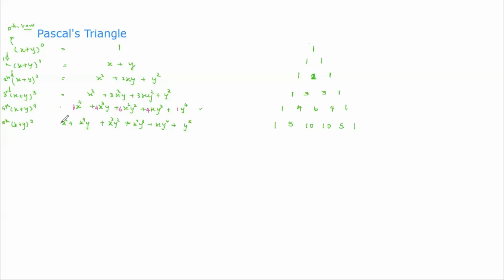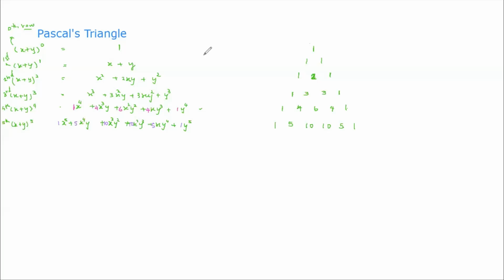1 means this one here, and 5 is in front of the second term here. 10 is going to be in front here, and this 10 is in front of this one. And 5 is the coefficient of this term. 1 is going to be there. Okay. So now in this case, we can keep doing this, right?